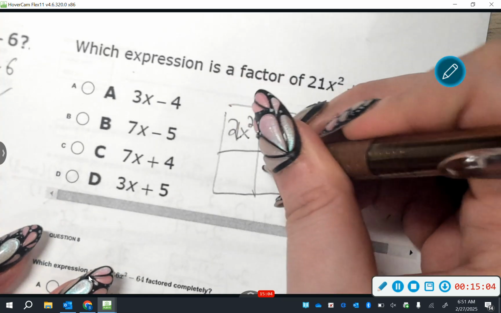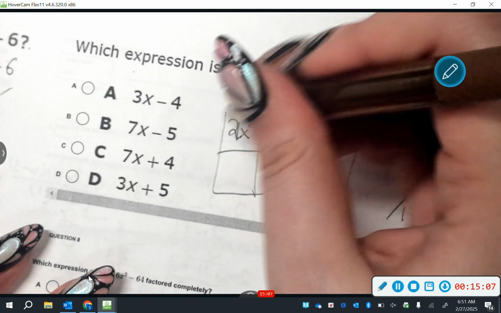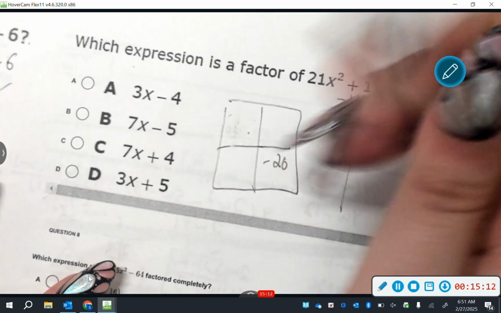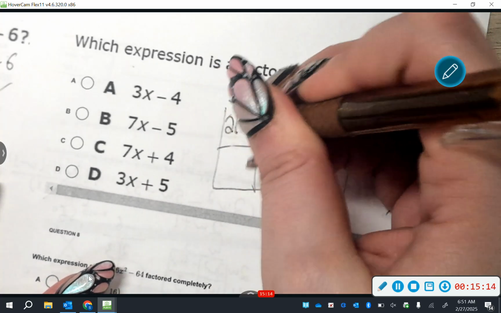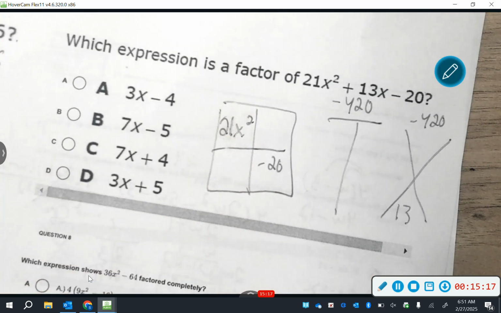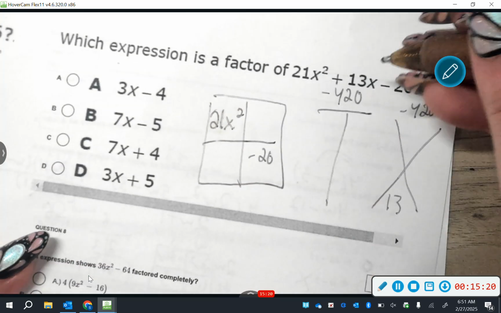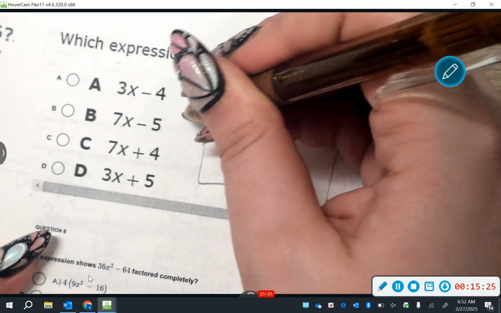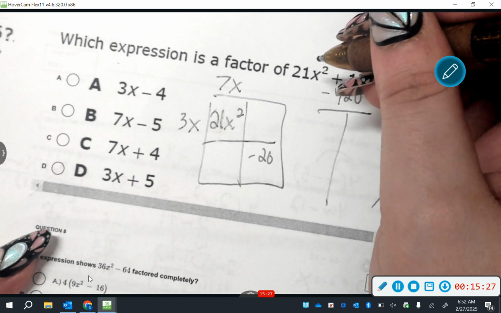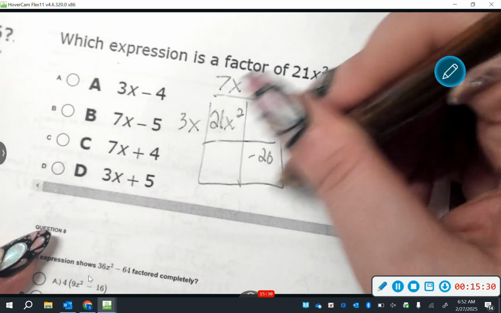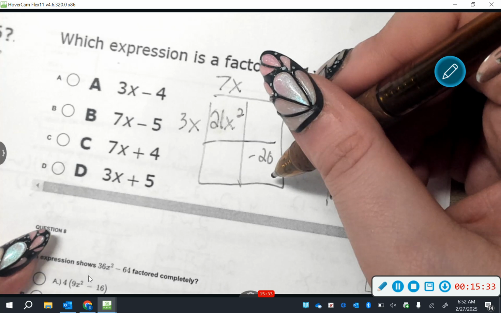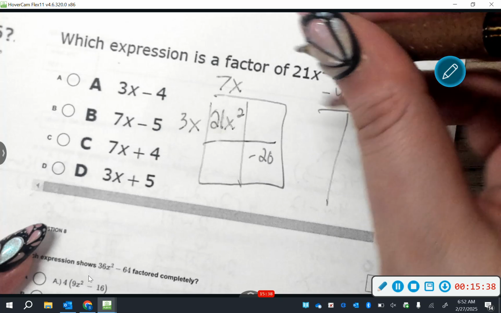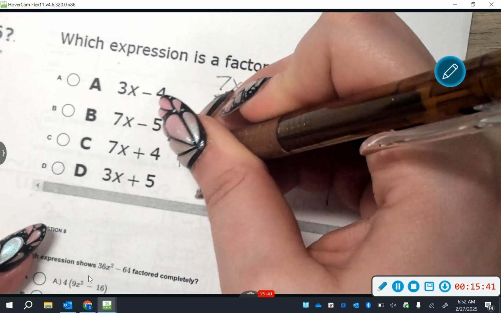21x squared, negative 20. Let me see. I want to just try and get some check on this one real quick, and then I'll come back over here. 21, I'm guessing would be 7x and 3x, if I had to guess. Okay, so now I need things that multiply to get me negative 20. Well, that would probably be negative 5 and positive 4. So I just need to figure out where it goes. So I'm going to try it here and see if that works.